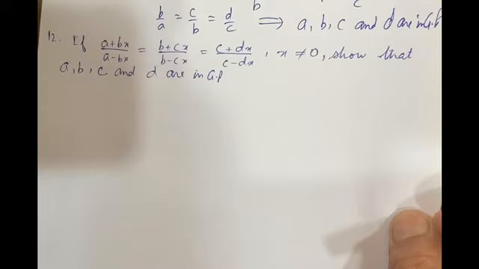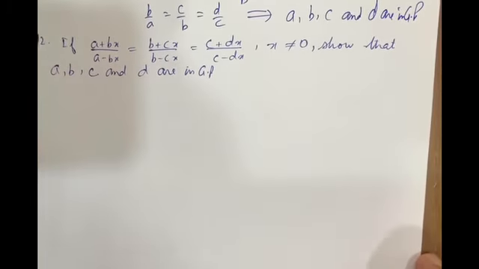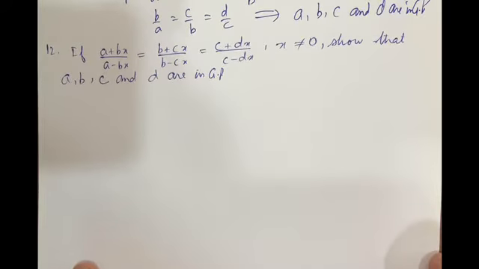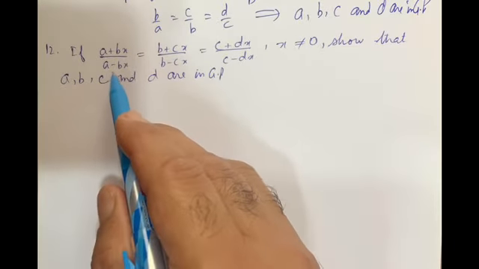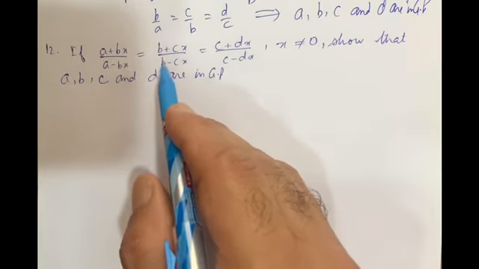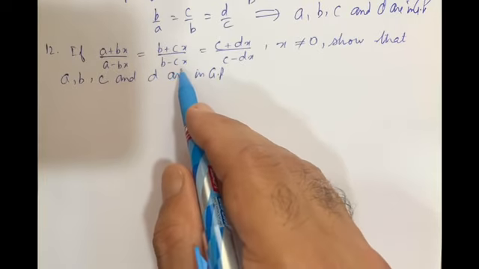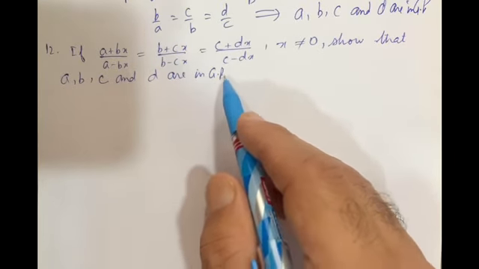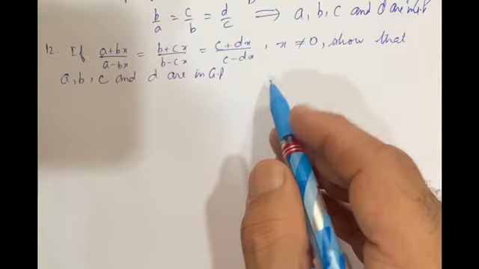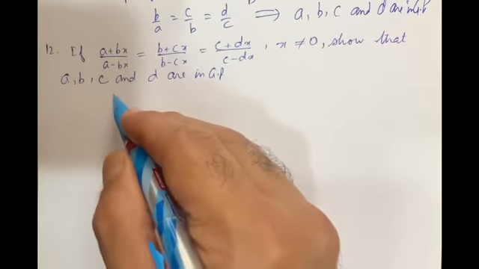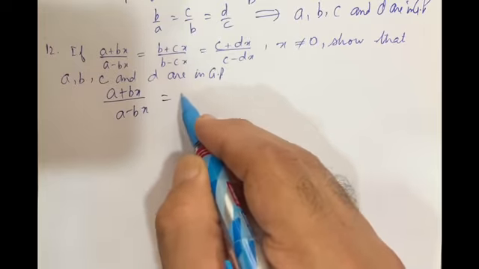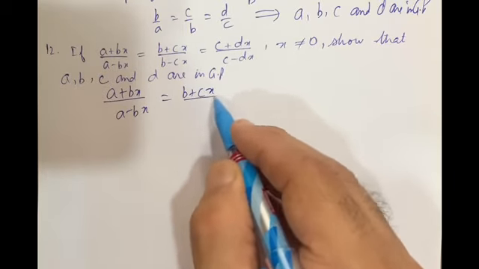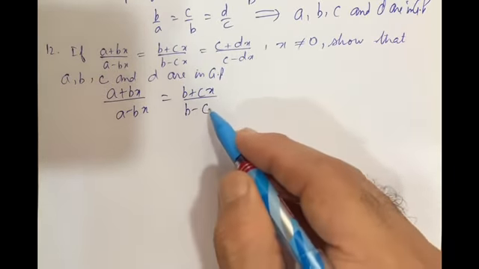The next one. Next we are given a plus bx upon a minus bx is equal to b plus cx upon b minus cx equal to c plus dx upon c minus dx, x not equal to 0. So a plus bx upon a minus bx is equal to b plus cx upon b minus cx.